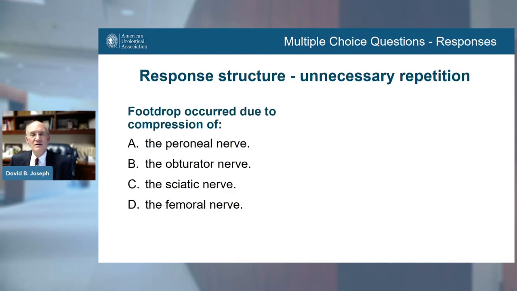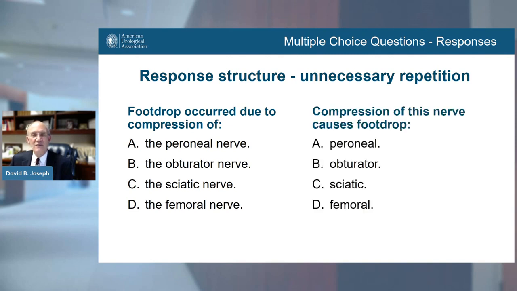You also want to try to remove unnecessary repetition. And this is pretty common, and it just adds something else for the learner to read, which is really not needed. Foot drop occurred due to compression of, and in each one of these cases, the is put in and nerve is put in. You can simply rewrite this question to eliminate that and make it more straightforward. Compression of this nerve causes foot drop, and then give the answer.